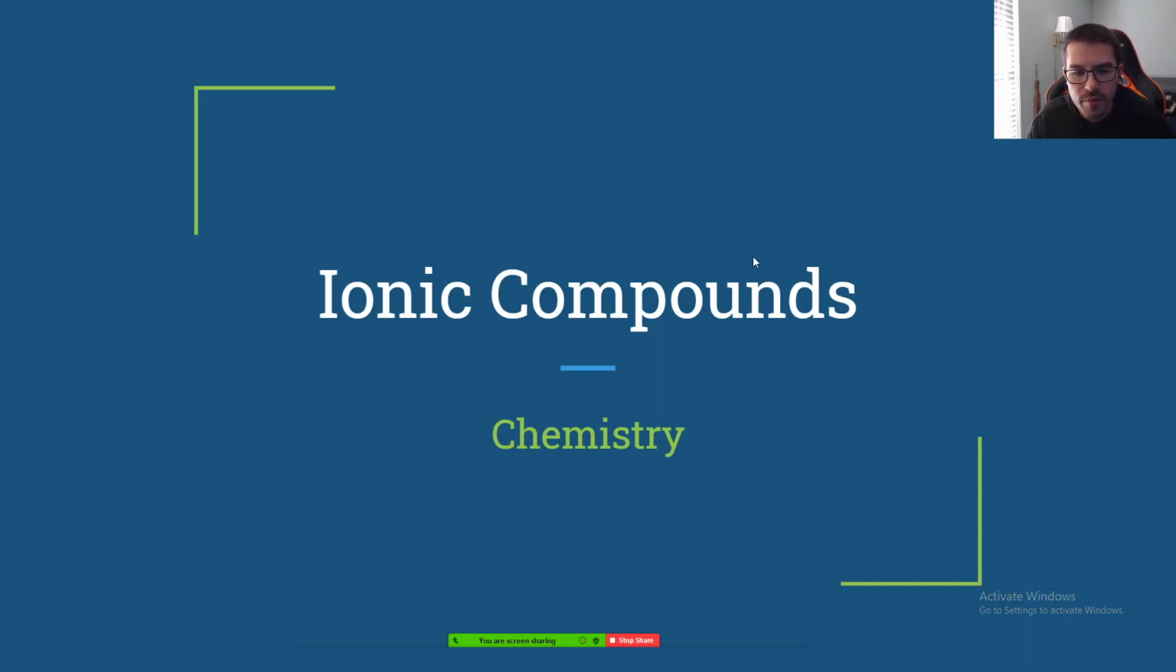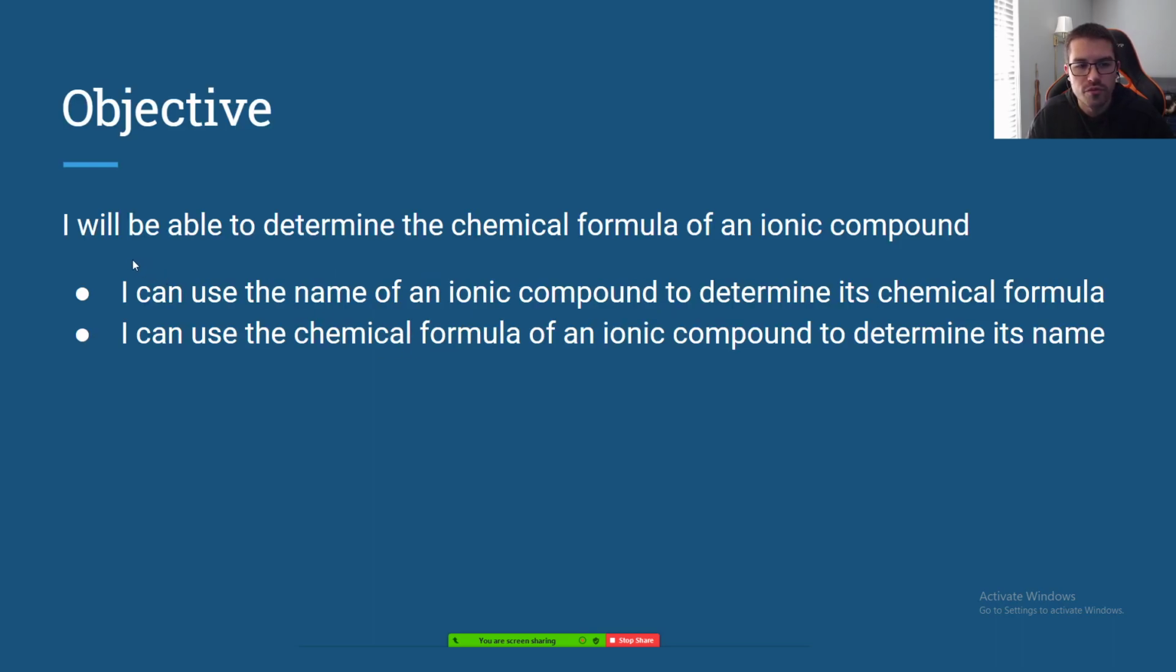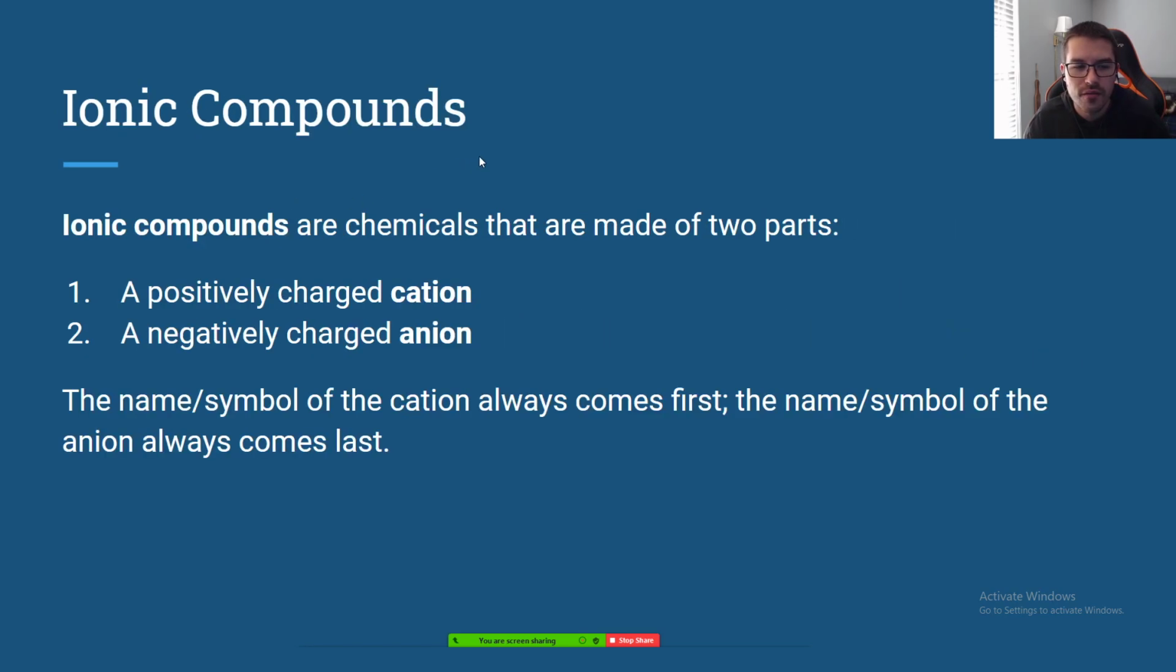We're going to be continuing our conversation about ions. Today we're going to be learning about ionic compounds, okay? So your objective for today is for you to be able to determine the chemical formula of an ionic compound. Mainly, what you're going to be doing is taking two elements and figuring out the name and/or formula of that ionic compound that's formed between those two elements. Okay, so that is going to be our task.